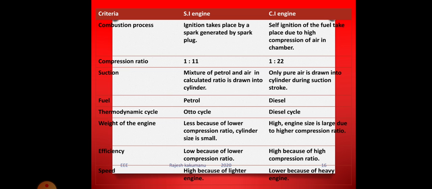Automatically, when the speed increases for any vehicle, whenever the chassis, the parts, or the engine assembly is lighter in construction, the speed is increased, the pickup is increased. Whereas CI engines have lower speed when compared to SI engines, because of the heavy construction of the engine and its parts. So like this, there is a comparison criteria between SI engines and CI engines, right? Next.